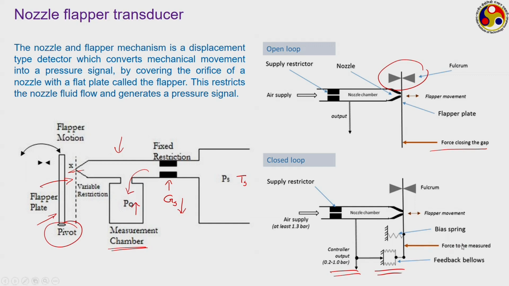Let us quickly see if we can get an idea about the working principle of the flapper through mathematics. Let us consider a very simple situation, just the drawing that we had in the previous slide, that I am drawing again. Here this is the chamber, pressure Ps, say temperature is Ts, temperature is irrelevant here. So, this is your nozzle, this is the fixed restriction.